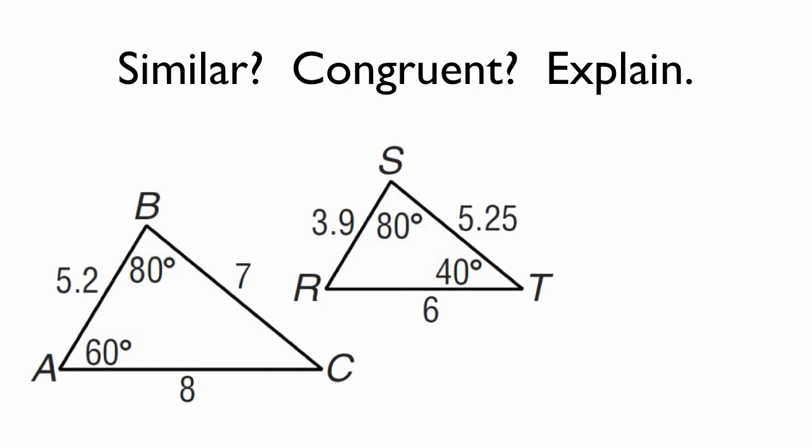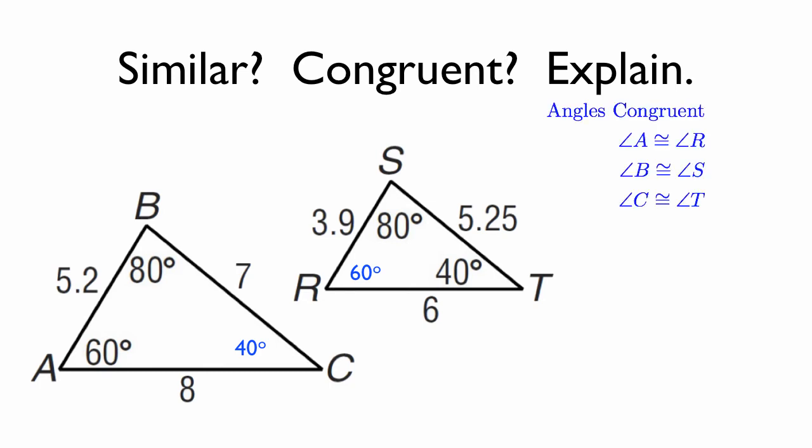How about these two triangles? Well, in triangle ABC, we know two of the angles, 60 degrees and 80 degrees. Using the triangle sum theorem, we know that angle C must be 40 degrees. Likewise, in triangle RST, we know angle R is 60 degrees. So therefore, we know that all the corresponding angles are congruent.